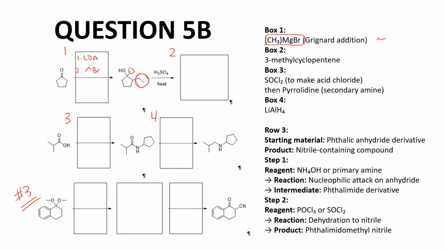And then for box 2, it says 3-methylcyclopentene as the product. And it does recognize that this is probably going to be some kind of E1 reaction, but again, we've lost some carbons along the way. So it did get the alkene, but the rest of the ring is not fully intact. Okay, so let's go down to the next line, box number 3.